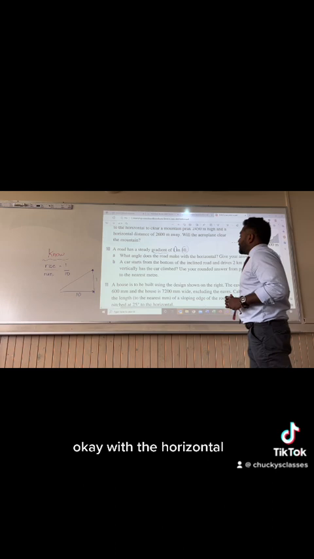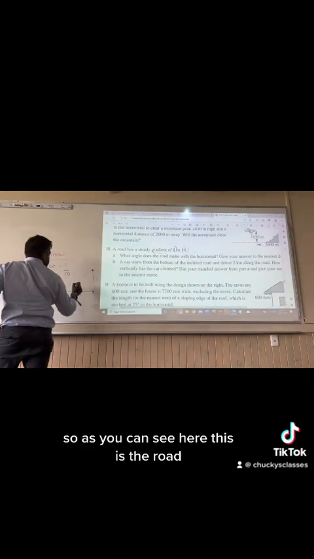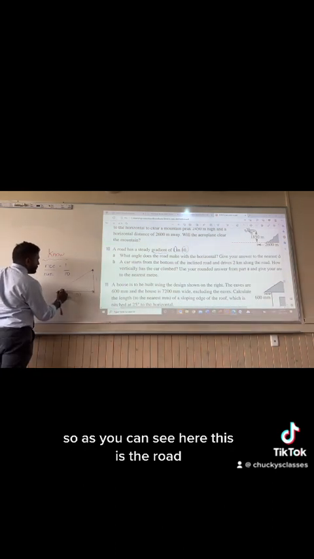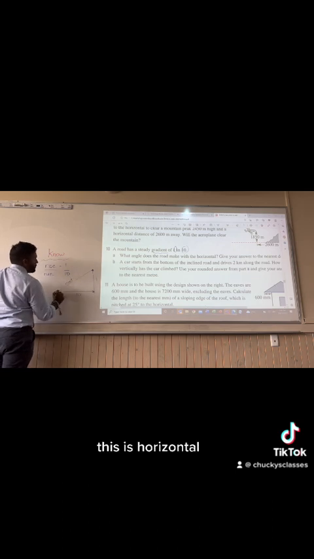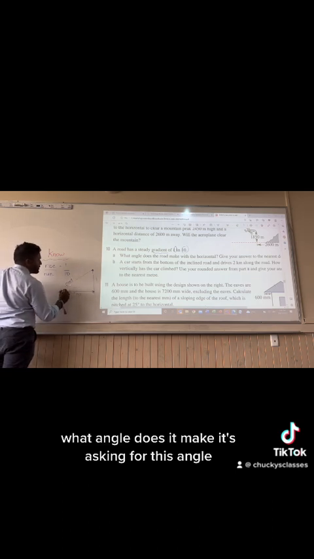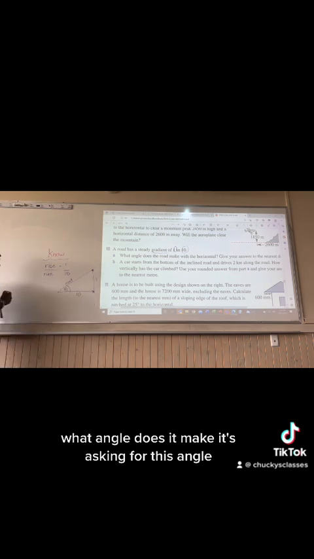with the horizontal. As you can see here, this is the road, and it's really important to draw the diagram. This is the road, this is the horizontal. What angle does it make? It's asking for this angle.